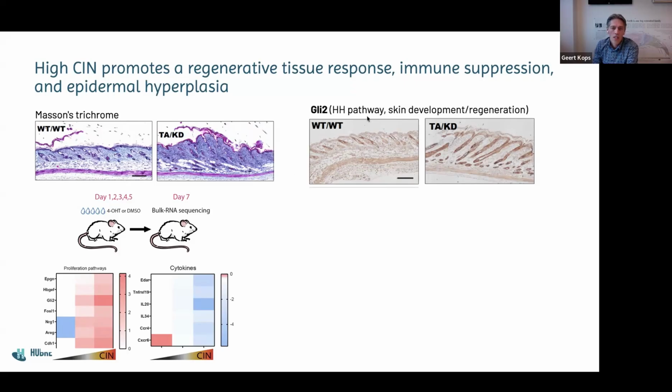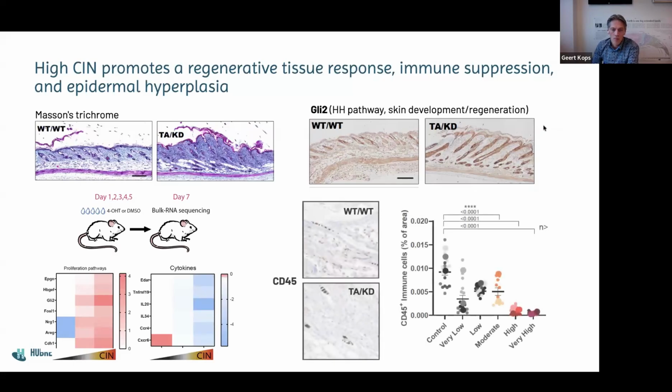immunohistochemistry. So what we found indeed is that on the backs of these mice, we see a regenerative response. So this is a Hedgehog pathway transcription factor that in the moderate chromosome instability is very clearly enriched in these backs. And you also see here this much thicker epidermis in these skins. So there's a regenerative response. And also we see this immune exclusion.